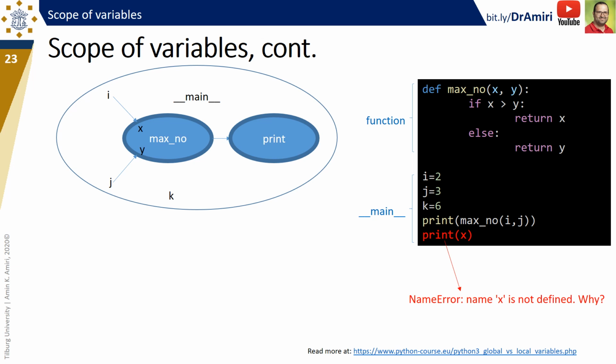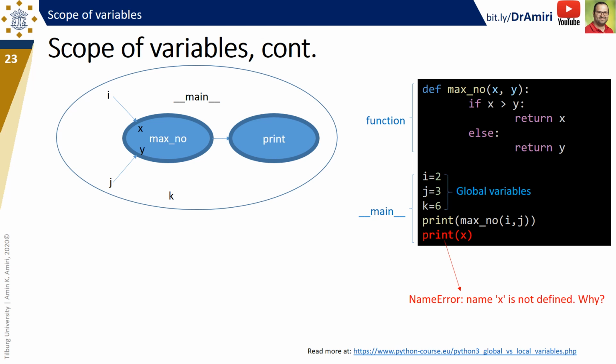Here you need to know that if the print function tries to print x, it returns a name error because x is not defined in the main body of the code, and main cannot have access to the variables that are created inside the max number. Although x is defined inside the max number, the main code cannot have access to that variable. So keep that in mind. It's as if there is a border with security around max number that does not allow the main body to have access to those variables.